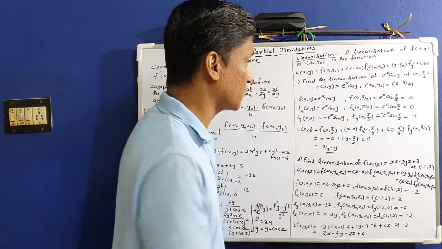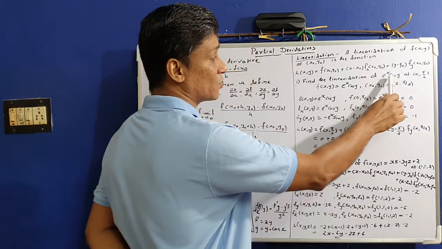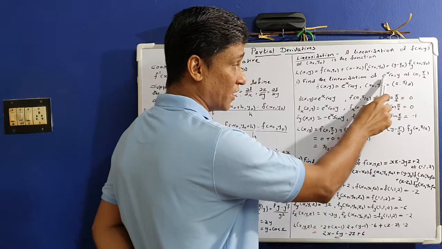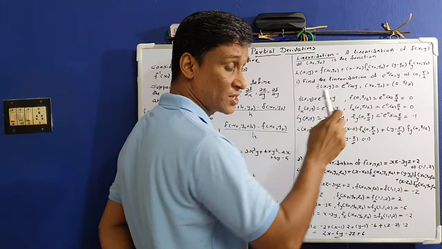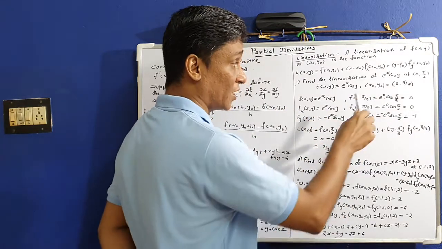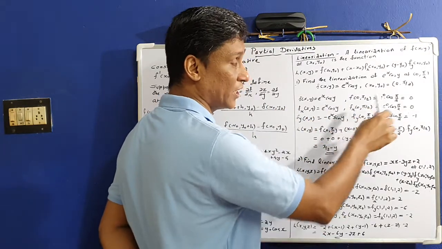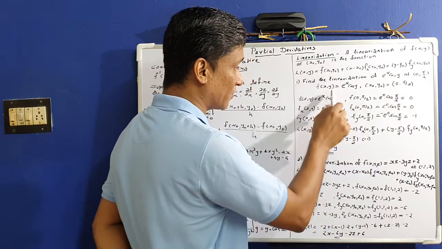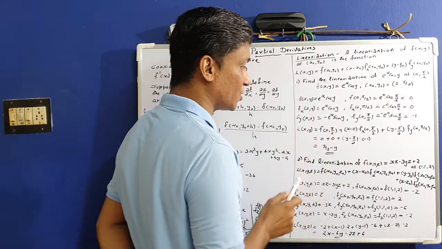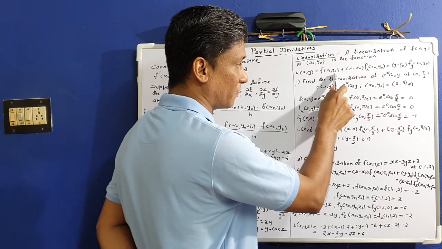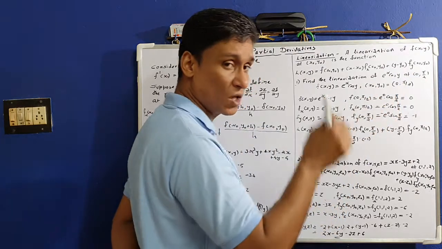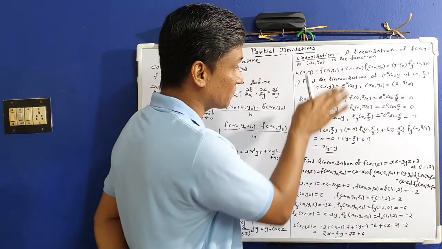Now our first problem is to find the linearization of e raised to x cos y at 0, pi by 2. So here f of x, y is e raised to x cos y. It is a function of two variables, and the point at which we have to find the linearization is 0, pi by 2. Now you can compare with this formula to find the linearization. You have to obtain these quantities, f of x0, y0, fx x0, y0, fy x0, y0. All these quantities have to be found out, and you have to substitute in this equation.